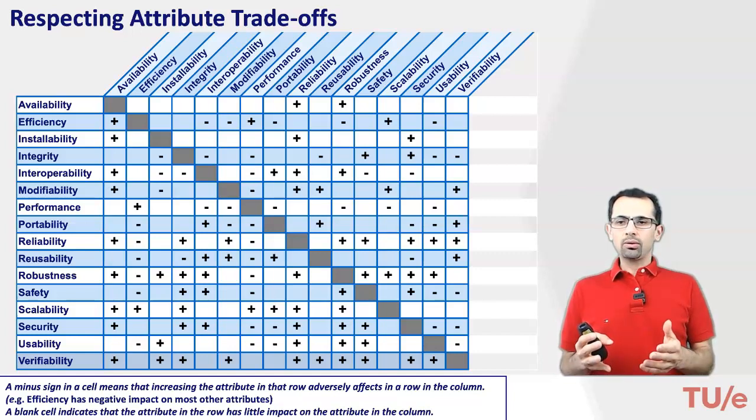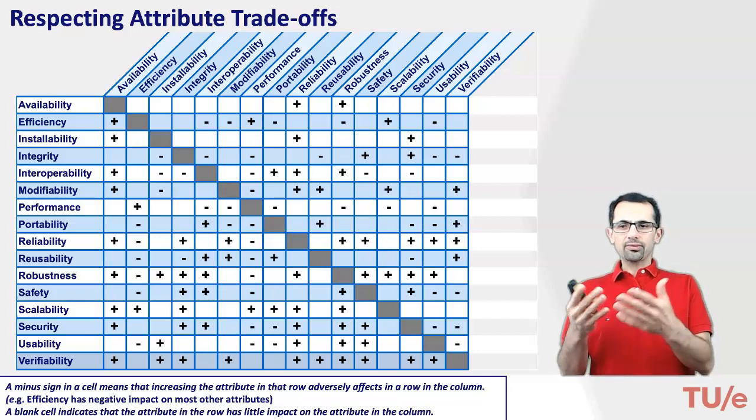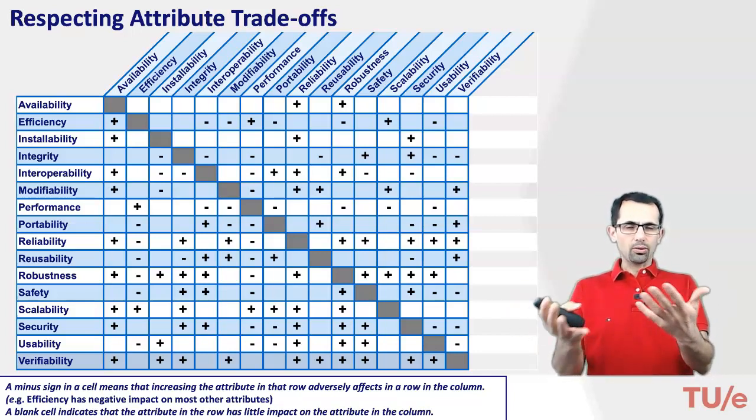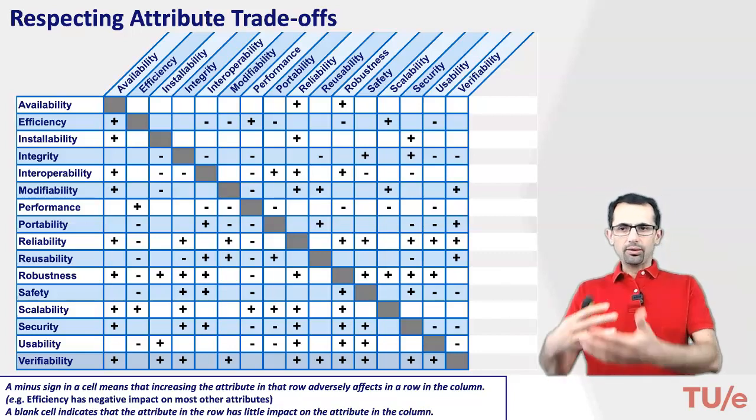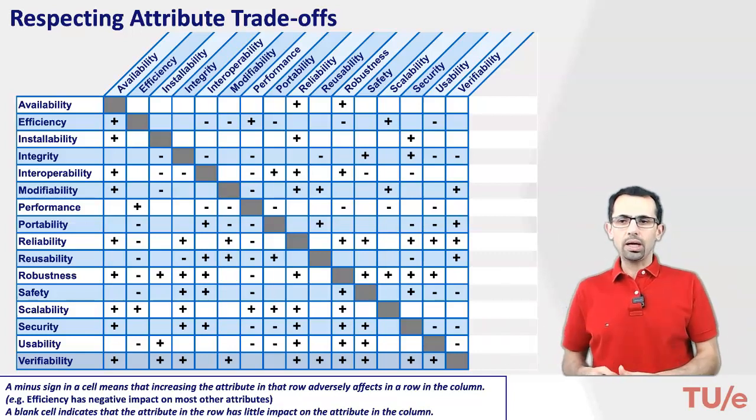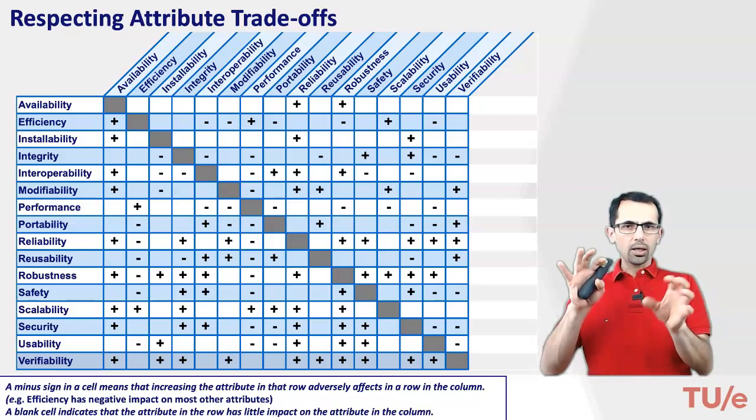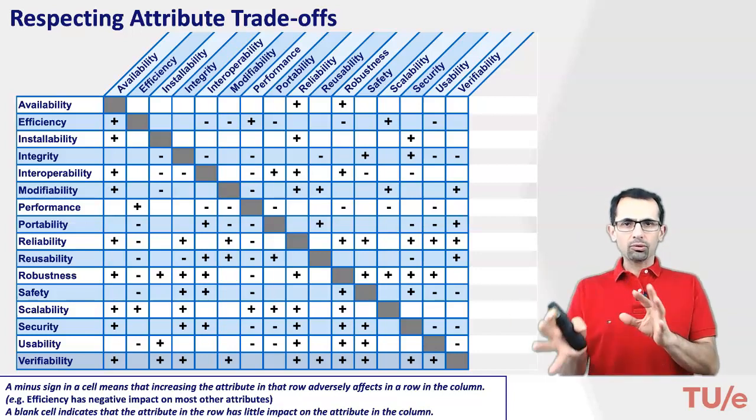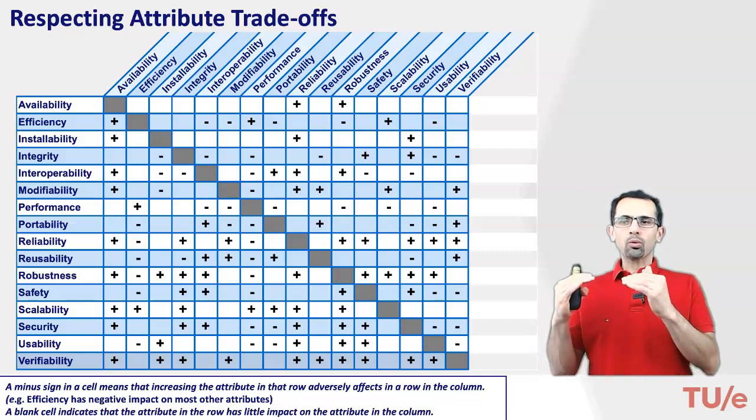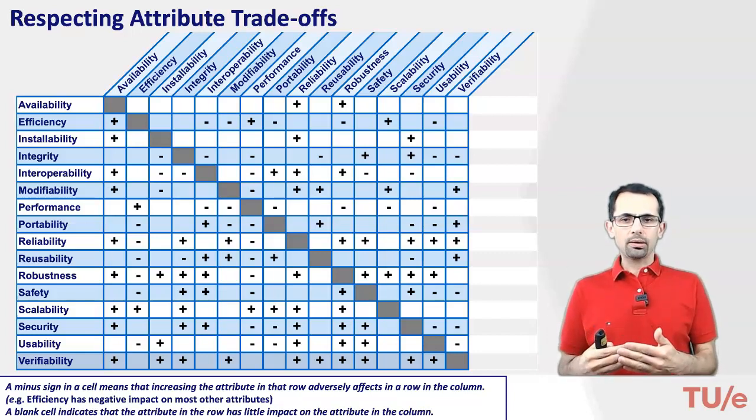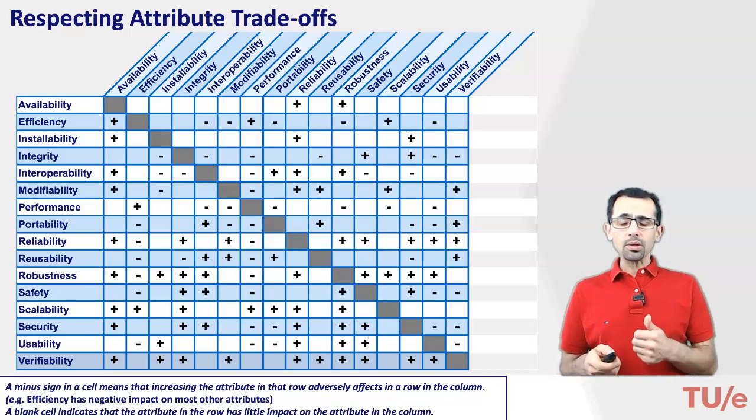This is not for you to memorize or anything. It's just here for you to make sense out of these relationships. Please take a look at those two. That will give you a better idea of what that particular quality attribute means. Okay, fine. That's the first thing.